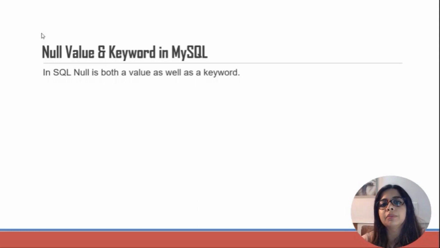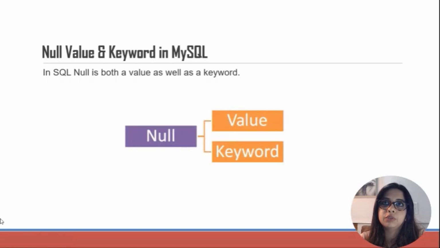So the null keyword can be used as a keyword and also as a value. So we'll see both the usages. Null is a very special keyword which you can see as a result and also as a keyword. So that's what we are going to learn today, value and keyword. Okay, so first let's see null as a value. When can you see null?